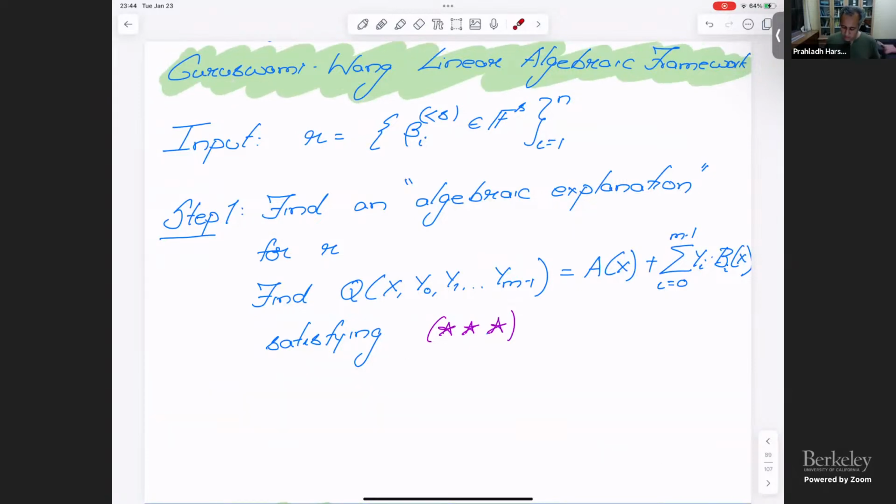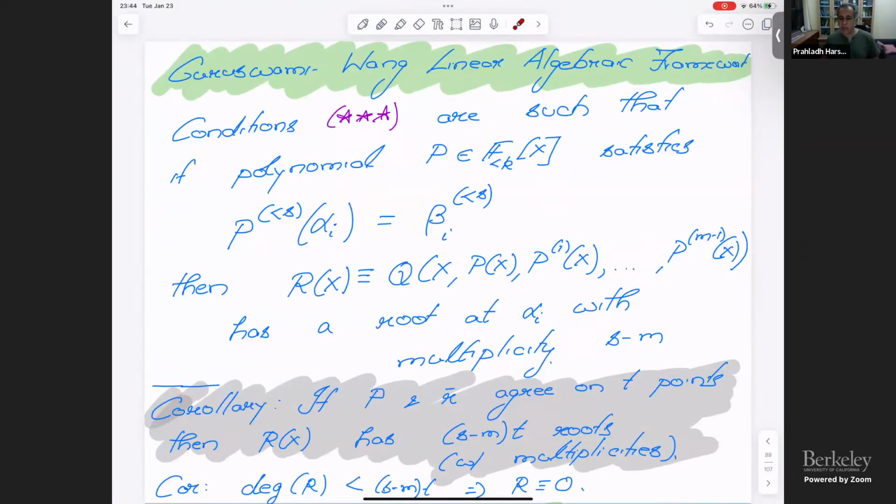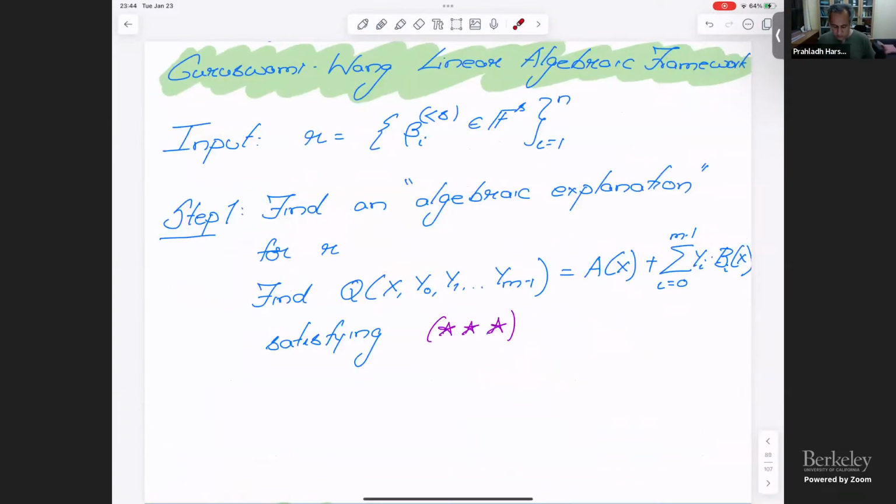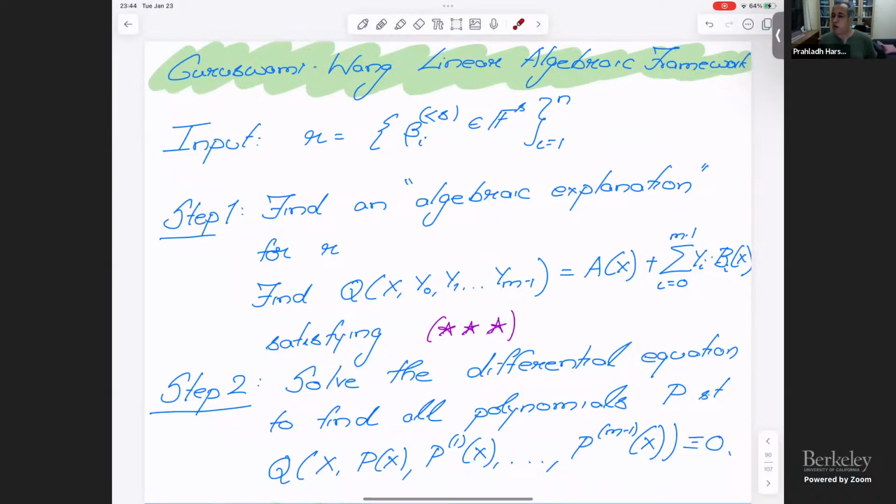Now, once we have this, we have from the previous step that every close enough polynomial is a solution of this differential equation. So step 2 is that we now have to solve the differential equation. We have the polynomial Q, and we have to find all polynomials P for which this is identically 0. This is different from what Mary had suggested. In Mary's approach, they were not differential equations. They were just factors of the form Q(x, P(x)). You had to find factors. Here we have differential equations that we need to solve.